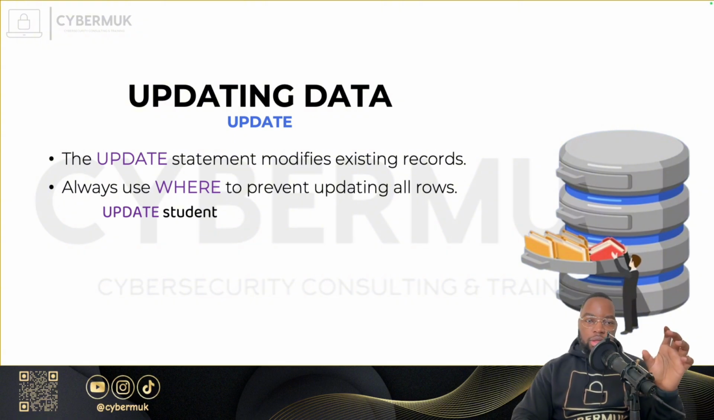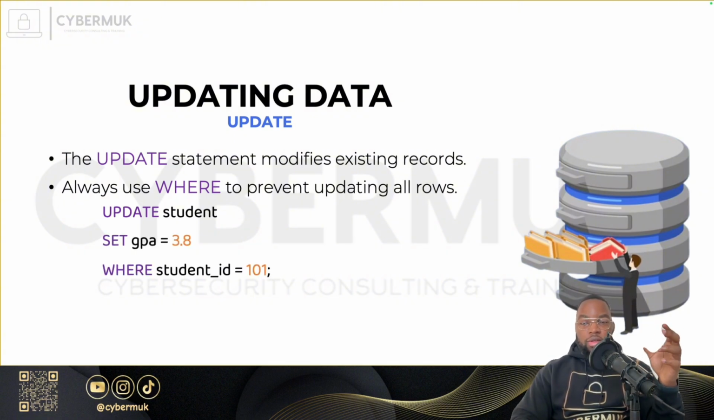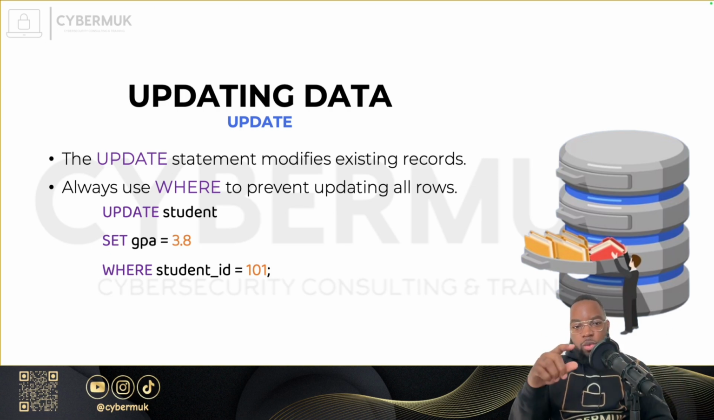So update students, set GPA equal 3.8, where student ID equal this, or where student name equal this, or where student birth year equal this. Now, why did we use a student ID? Because that's the primary key. So you know that by using the student ID, which no one else has, you will only be updating for that student.